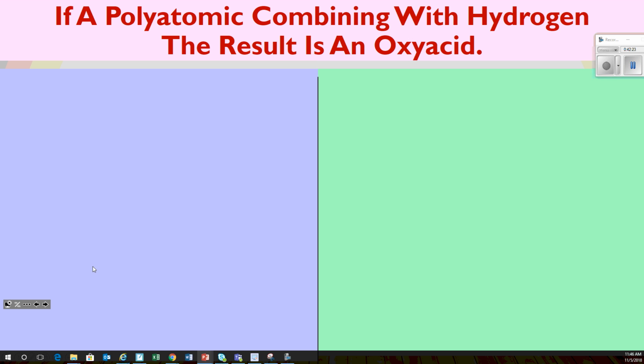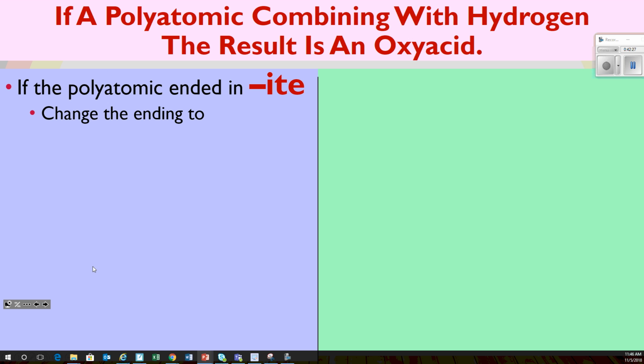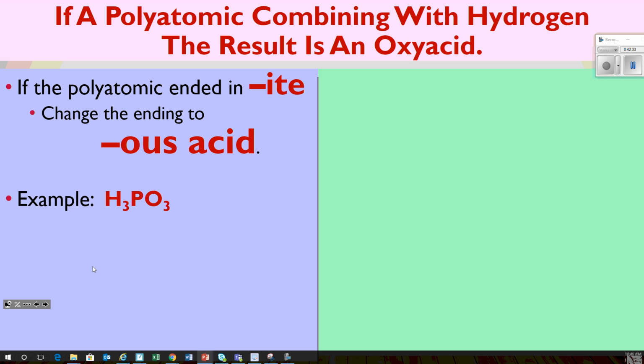Okay, here's one to start with. If the polyatomic ended in ite, change the ending to OUS acid, okay? So here we have H3PO3. Find the polyatomic. What part is the polyatomic? The PO3. So find PO3 on your list of polyatomics. Where is it? Phosphite. So what am I going to name it if it's phosphite?